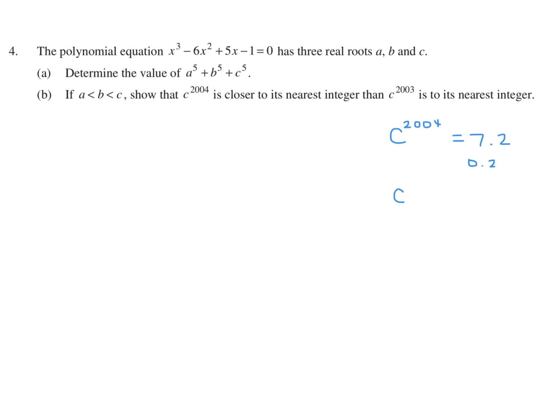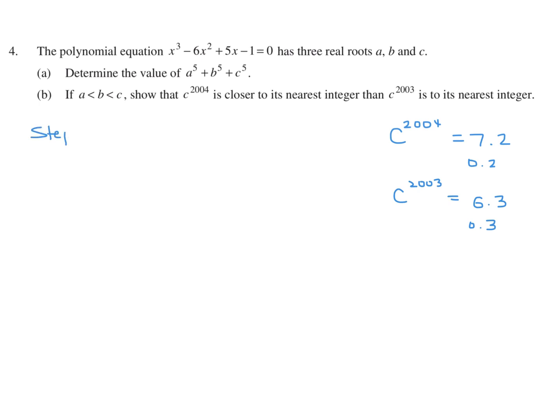Now, let's say c to the power of 2003 is 6.3. Well, it's 0.3 away from its closest integer. They want you to show this, that c to the power of 2004 is indeed closer to its nearest integer than c to the power of 2003 is to its nearest integer. So that's just some numbers to illustrate what they want. Okay, well, so how do you do this?